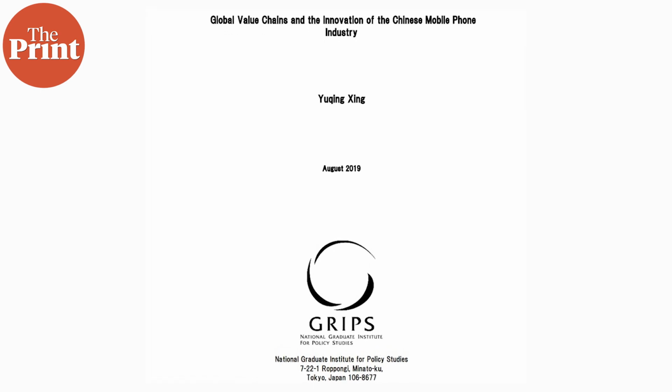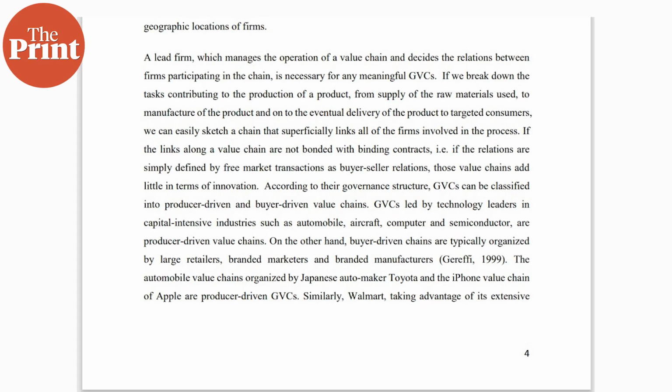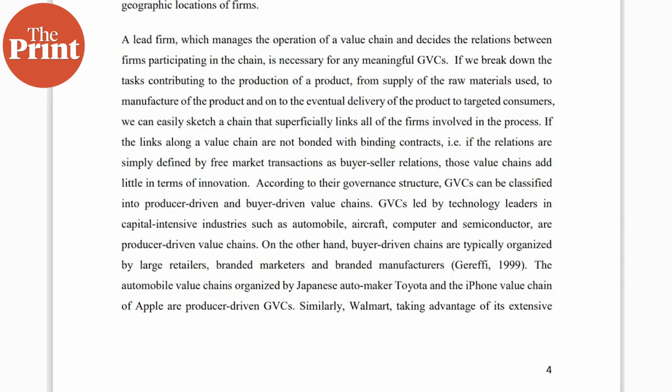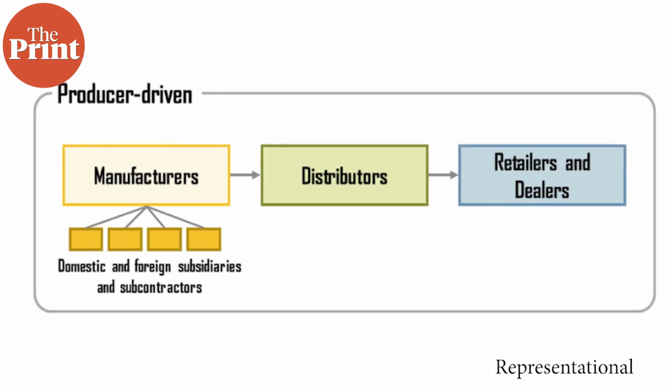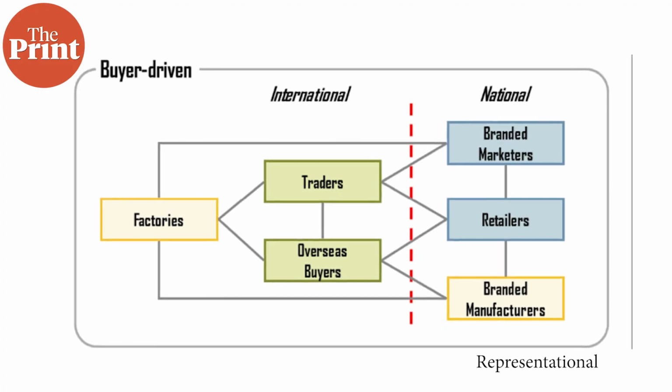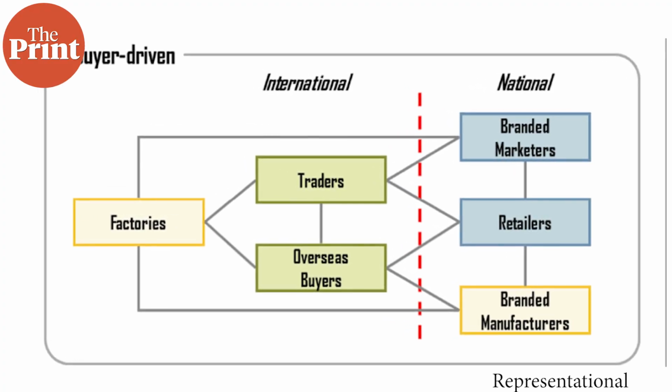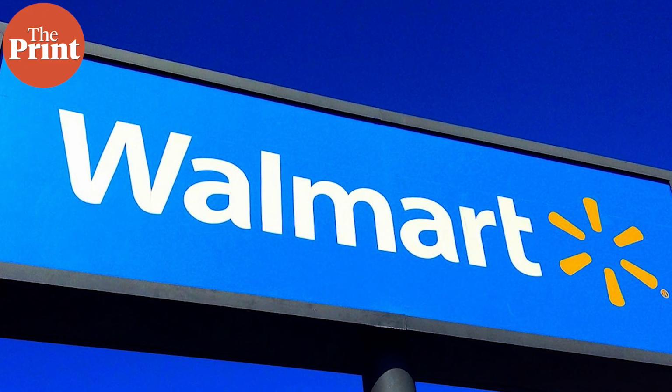There's a detailed research paper published in 2019 by Yuqing Xing, professor of economics at the National Graduate Institute for Policy Studies in Tokyo, which I'll share with you in the description too. So in this paper, he explains two types of supply chains. One, producer-driven, and two, buyer-driven value chains. Producer-driven value chains are led by technology leaders in industries like automobile, aircraft, and computers. So Toyota and Apple would come under this. Buyer-driven chains are more low-key and typically organized by large retailers and branded manufacturers like Walmart.